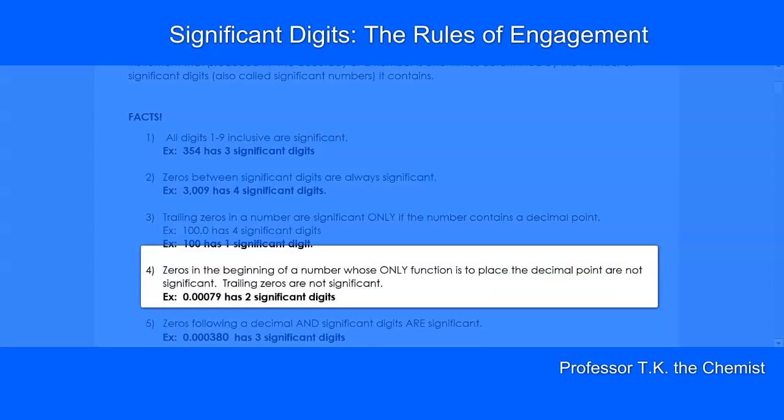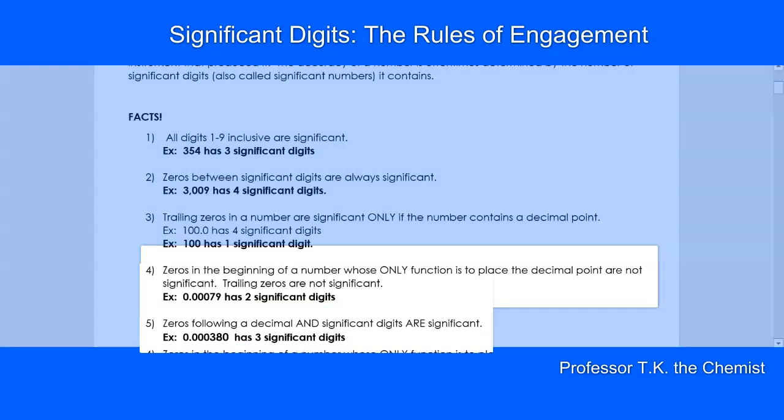Rule number 4, zeros in the beginning of a number whose only function is to place the decimal point are not significant. Trailing zeros are not significant at all. Let's go through this example. Suppose I give you a number like 0.00079. The zeros that come before the 7 do not count. But the moment you hit the 7, any numbers between 1 and 9 count. So the only numbers that you see here that are significant are the 7 and 9. Those 2 numbers are significant.